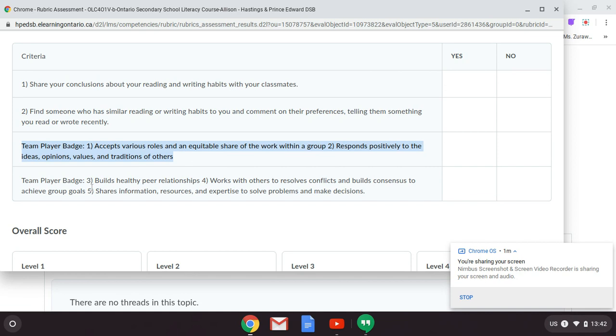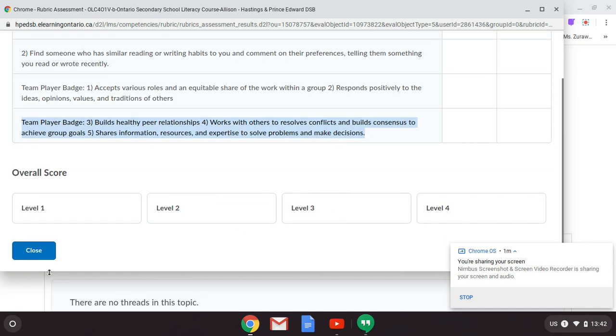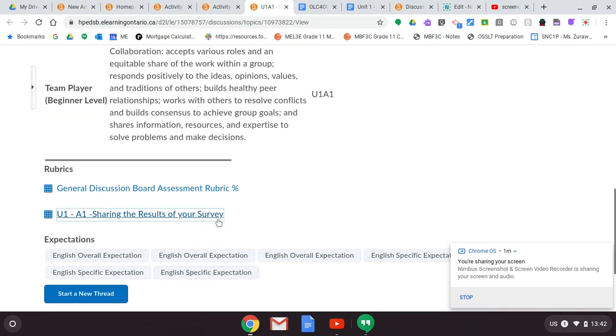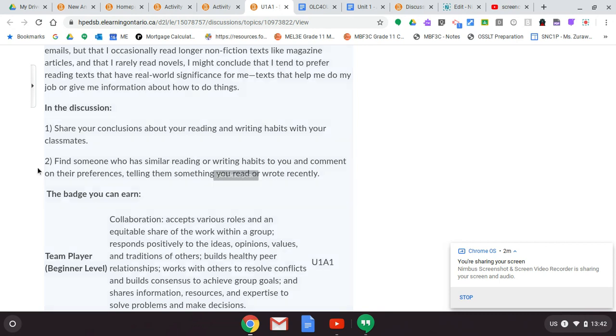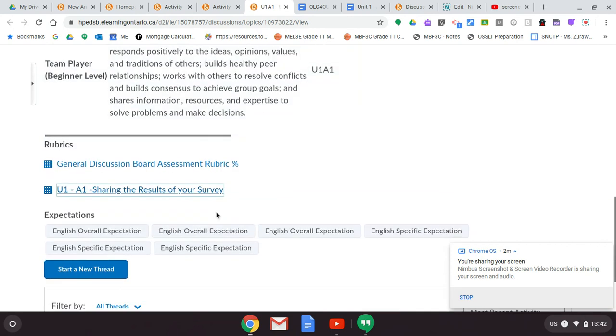So make sure, it's an online class. Sometimes when you put things in a text or online, it comes across in a way that you didn't mean it. So just be aware that language matters when you're typing. Team player badge, so builds healthy relationships, works well with others, shares information, resources, and expertise. And I believe if we go back here, it will say, yeah, you just have to find one person who has similar reading and writing habits to you and then tell them something about what you wrote recently.